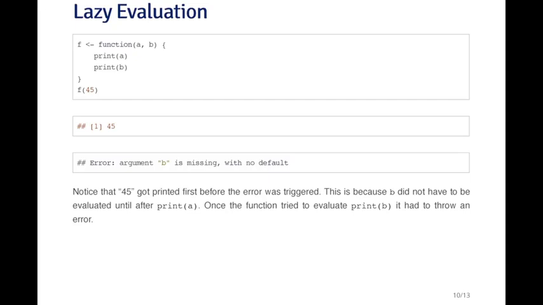Up until the first line of the function, there was no error occurring. But when it got to the second line, it had to evaluate the argument b. Because b had no value assigned to it and no default value, an error had to occur. Notice that the error only occurs after the 45 was printed out. Lazy evaluation implies that because the argument is only evaluated when it's needed, everything else that comes before it, if valid, will execute until it hits the part which causes an error.